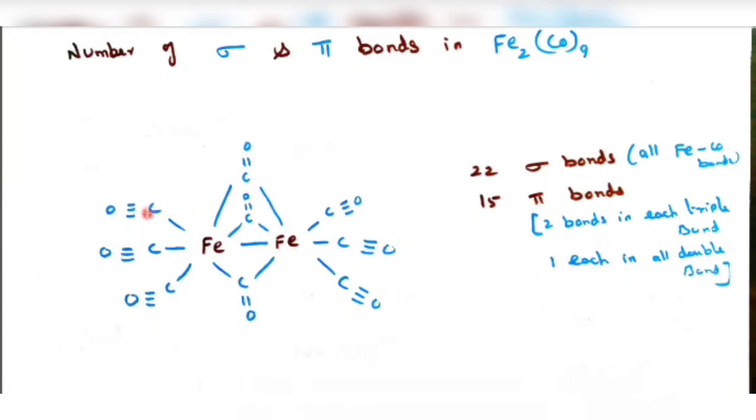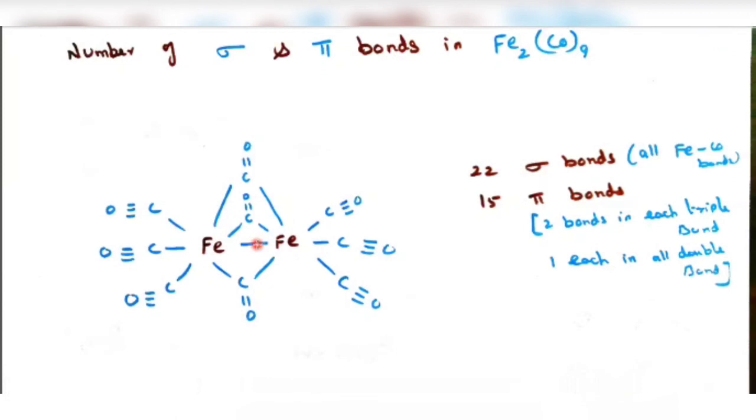So calculate the sigma bonds. Here 1, 2. The center one is a sigma bond. The top one and this top one is a pi bond. So 1, 2, 3, 4, 5, 6, 7, 8, 9. Then 10, 11, 12, 13, 14, 15, 16, 17, 18, 19, 20, 21, 22. So there are 22 sigma bonds.